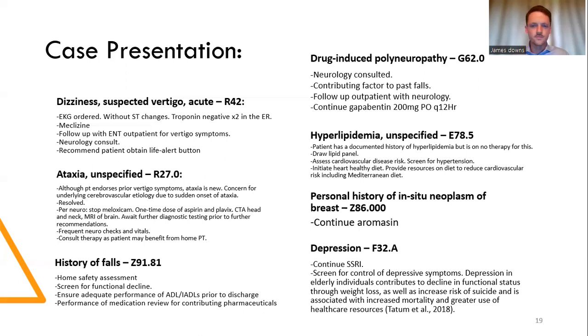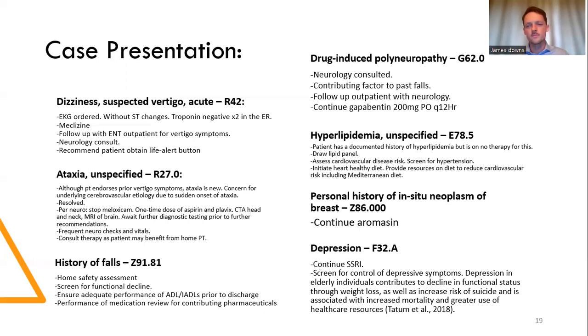It'll likely be done outpatient because we basically ended up discharging her on this day. Cardiovascular disease risk, we'll screen for hypertension outpatient, and initiate her healthy diet, including the Mediterranean diet. And then we'll continue Aromasin for history of breast cancer and continue the SSRI for history of depression.